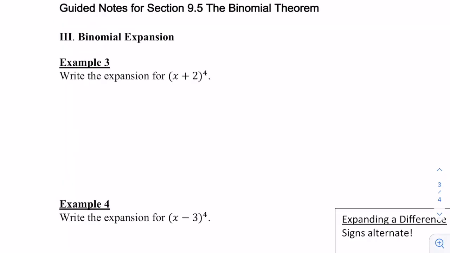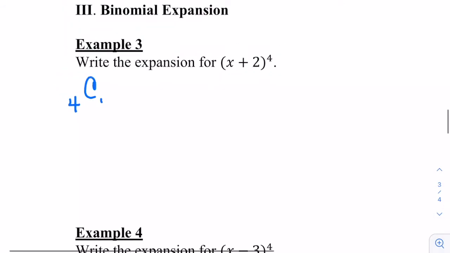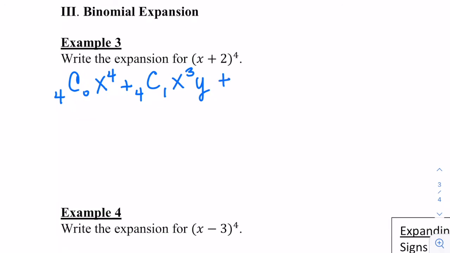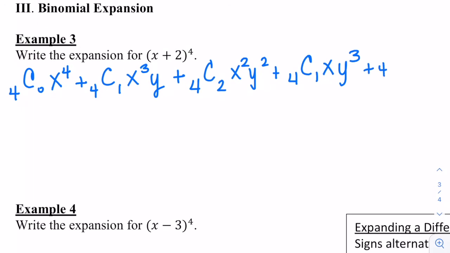Let's write the expansion for x plus 2 raised to the 4th. Remember, for the coefficients, we'll have 4 choose 0, and we're going to start with x to the fourth. Then we'll have 4 choose 1. The degree for x will go down, and the degree for y will go up. Then we'll have 4 choose 2, x squared y squared, plus 4 choose 1, x times y cubed. And our last term will be 4 choose 0, y to the fourth.